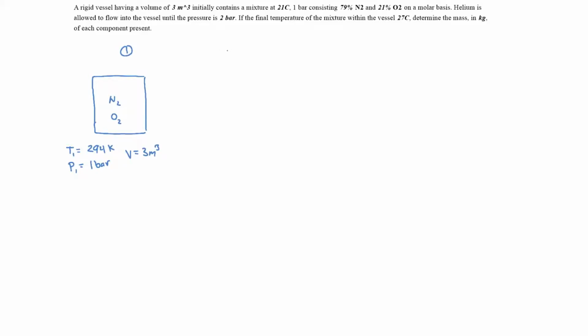And then at the final state, we have a new component in this rigid vessel. So now we have nitrogen gas, oxygen gas, and now we have helium. The final temperature, or T2, is going to be 27 degrees Celsius, or in other words, 300 Kelvin. And the pressure at 2 is going to be 2 bar. And again, the volume is constant, so this is 3 meters cubed.